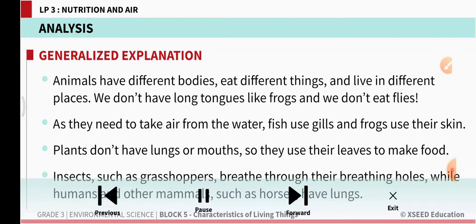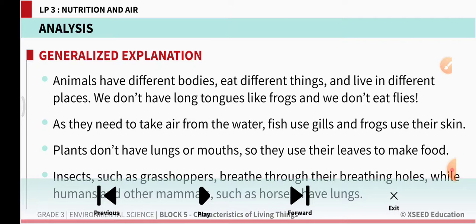Animals have different bodies, eat different things and live in different places. We don't have long tongues like frogs and we don't eat flies. Different animals have different types of bodies. They eat different things and live in different places, right. As they need to take air from water, fish use gills and frogs use their skin, because they have to take air from the water.